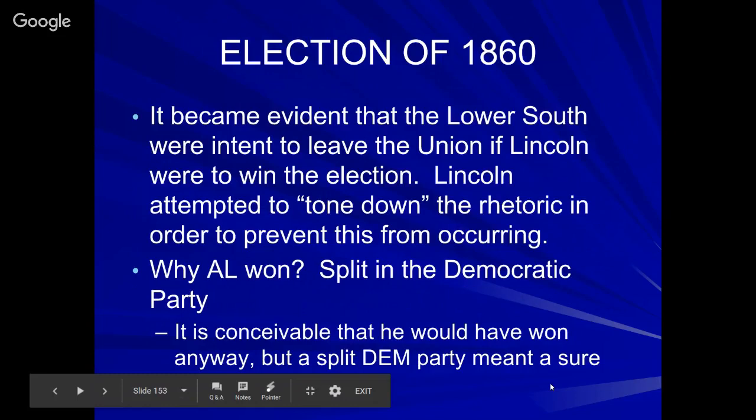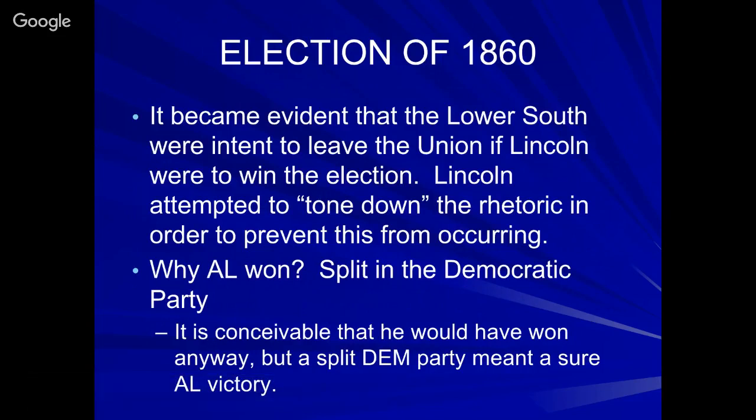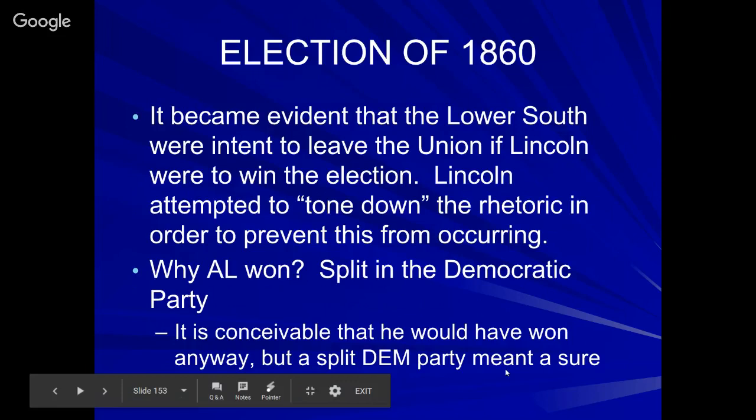It definitely became evident that the Lower South were intent to leave the Union if Lincoln were to win the election. And so during the election, Lincoln attempted to tone down his rhetoric in order to prevent this from happening. And ultimately, Lincoln wins the election with 40% of the popular vote. And he ultimately wins because of the split of the Democratic Party. And quite honestly, had the Democratic Party not been split, he would have won anyway.